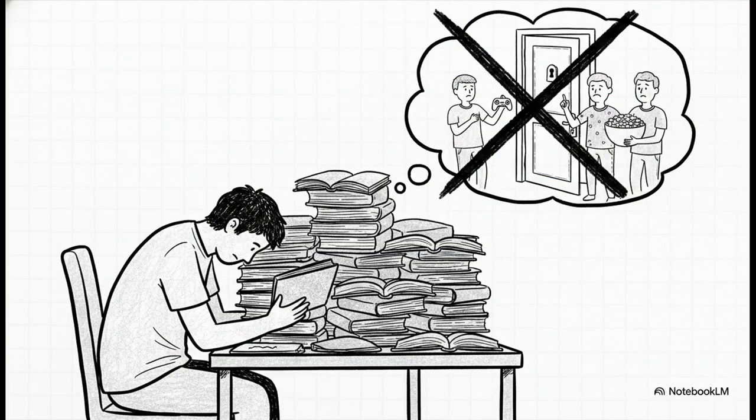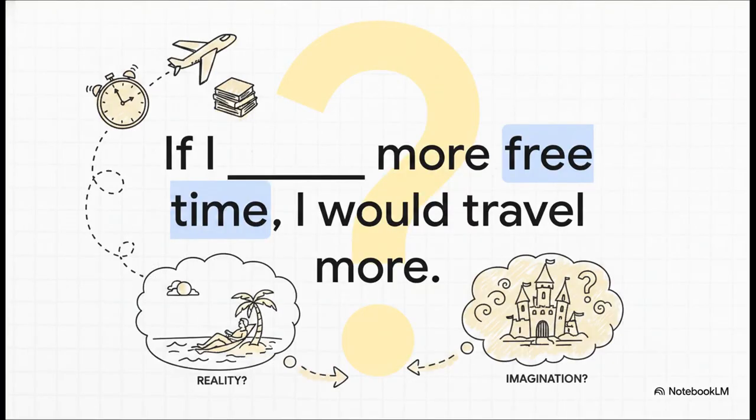If you guessed A, fantastic job. You successfully navigated the third conditional to describe an unreal past situation. We use the past perfect continuous here because the studying was an ongoing action that prevented the friends from coming over in the first place. Let's try just one more. If I blank more free time, I would travel more often. Is it A, have, B, had, or C, will have?